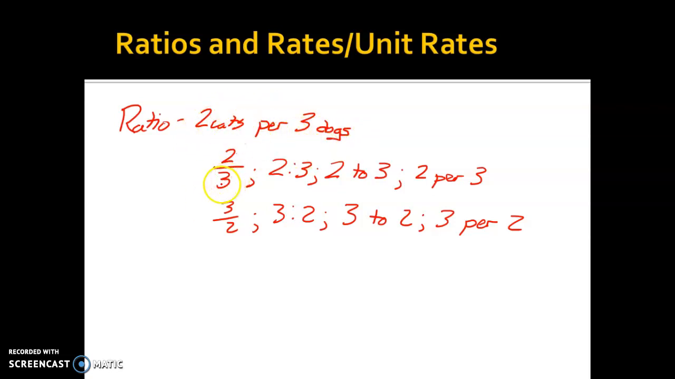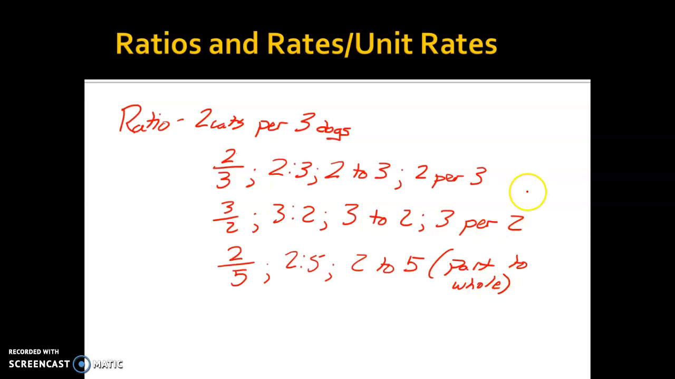We could also do a part to whole, like what's the ratio of cats to all the animals? Well, we have 2 cats and 3 dogs, so our part to whole ratio, the part of the cats to the whole group of them, would be 2 to 5. This would be a part to whole ratio because we're comparing the part of the group, the cats, to the whole group. These up here would be what we call a part to part ratio. So just a little bit of review there for you.